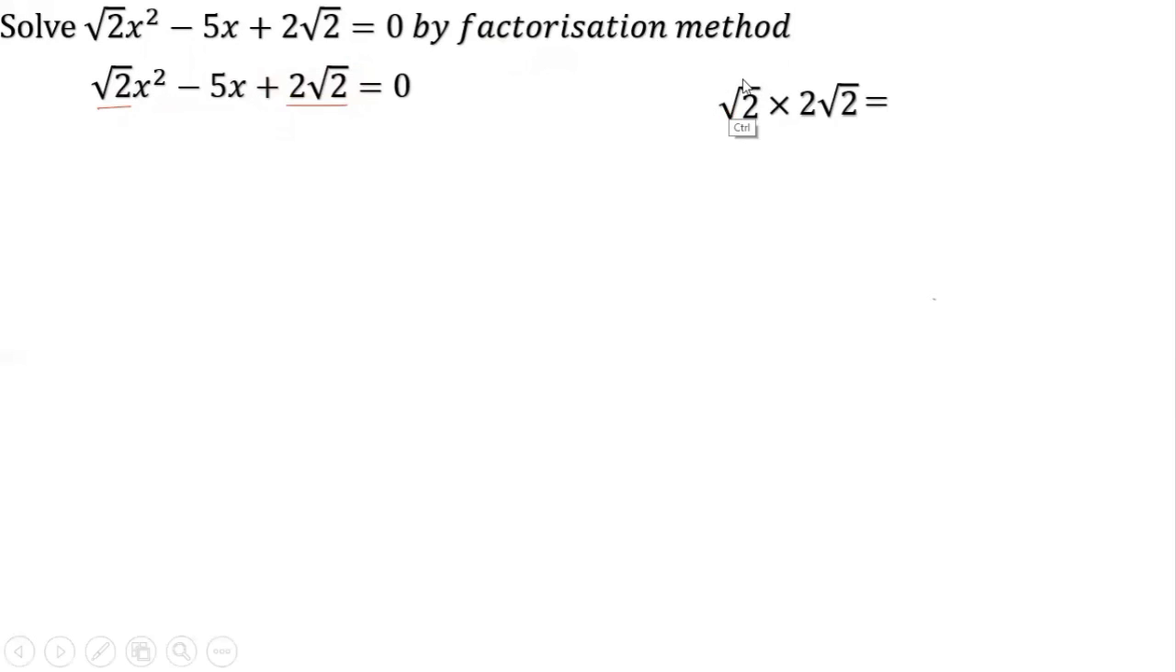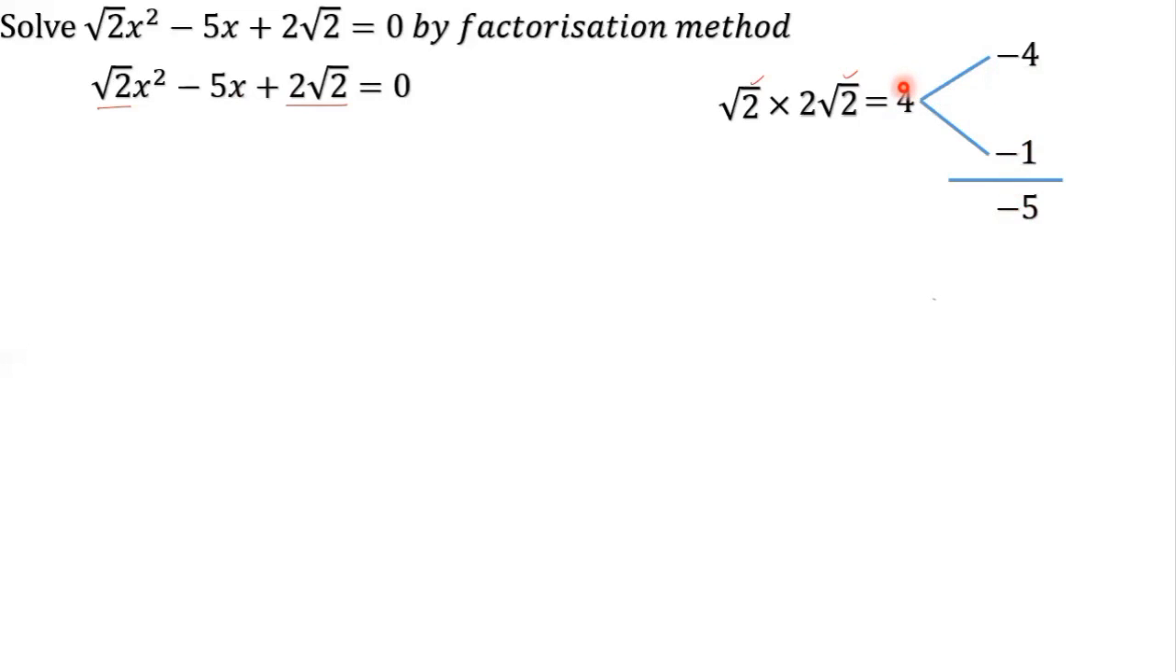Then 2 into 2 is 4. So root 2 into 2 root 2 is equal to 4. You have to split 4. You have to find two numbers such that their product is 4 and their sum is minus 5. Here the product is a positive number, 4 is positive. So while multiplying you have to get 4, and while adding you should get 5. So the numbers are 4 ones are 4, so minus 1 and minus 4.